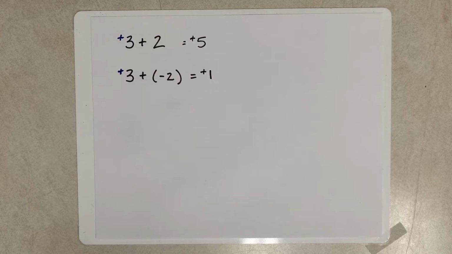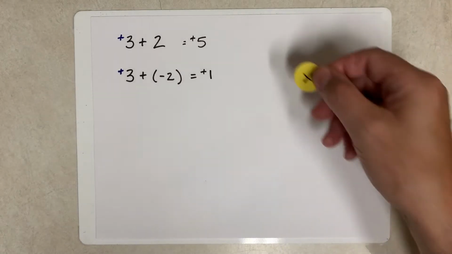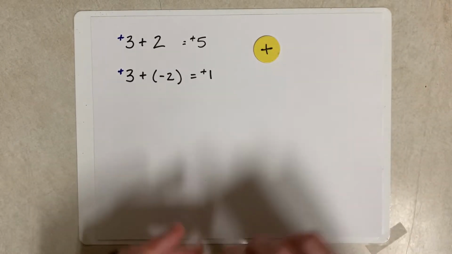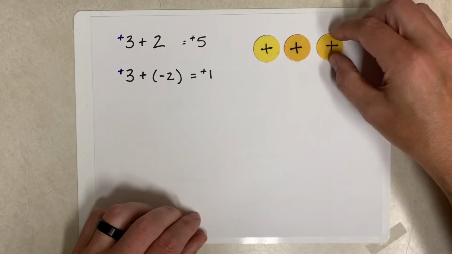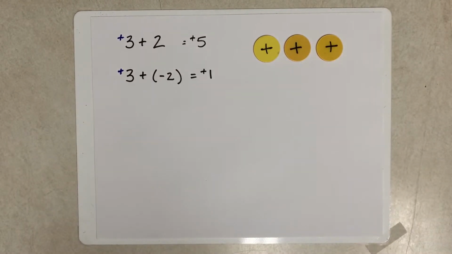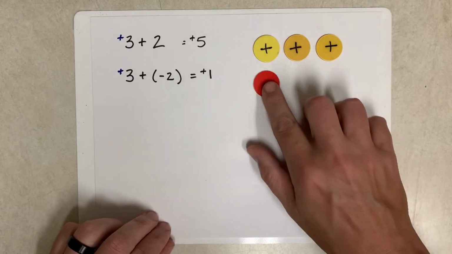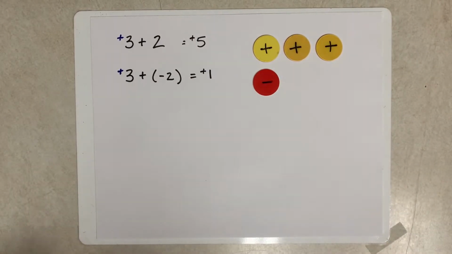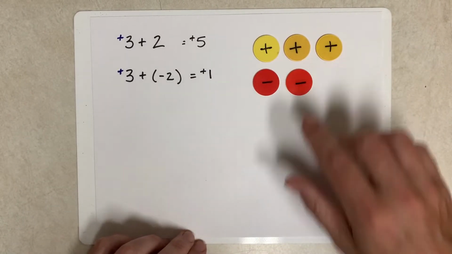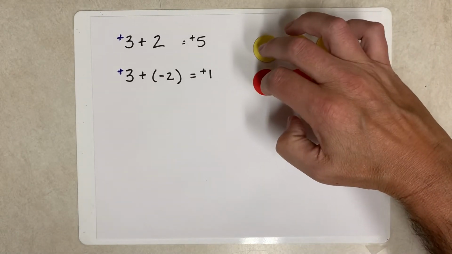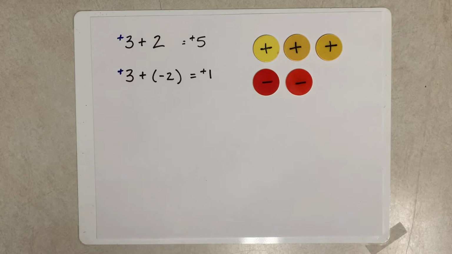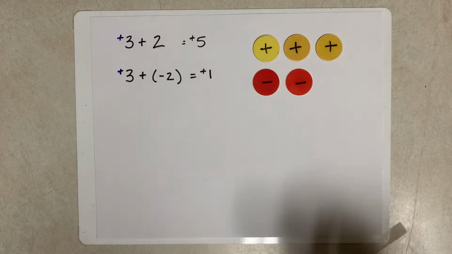So let's think about that differently. What if we had 3 and then a -2? So I'm going to represent the 3 by these 3 chips right here, positive, positive, positive. And I'm going to represent the -2 as 2 negatives, just like that and just like that. Now, we do know that a pair, a positive and a negative, are going to cancel each other out. And when they cancel each other out, they make 0 in pairs.